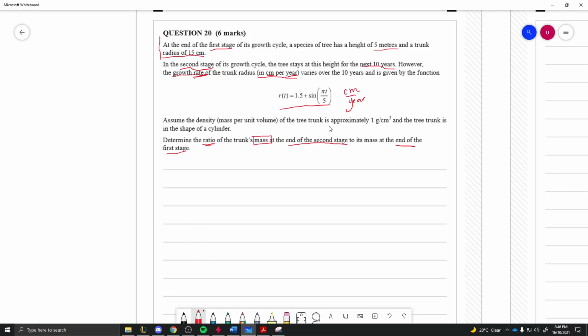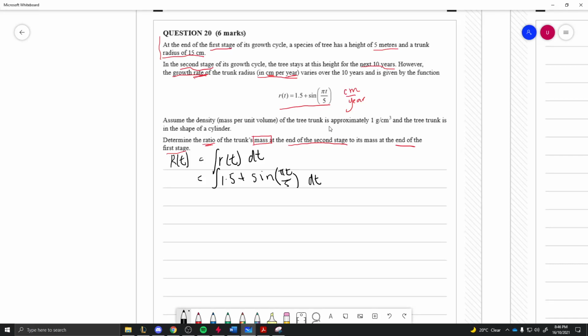Actually, I should use black pen. Capital R of t. So let's just find the marginal growth rate, or just the growth, pretty much at each point, because we have the rate here currently. So R(t) is going to be equal to the integral of R'(t) dt, which is going to be equal to the integral of 1.5 plus sine of pi t over 5 dt.